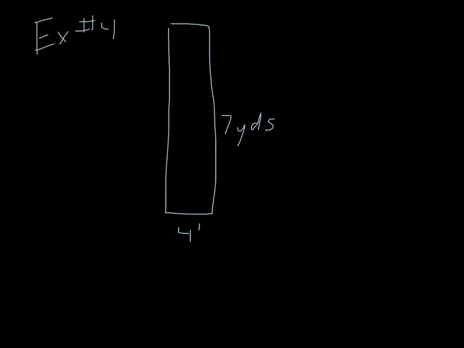Example 4 asks you for the area of a rectangle. Remember, area is length times width or base times height, but the key to this problem is that you have to have the same units. So the first thing you're going to have to do is change 7 yards to 21 feet. There's 3 feet in a yard, and then you can easily figure out that the area of this rectangle is 84 square feet, which would be written like this.